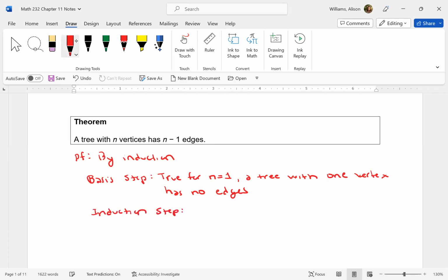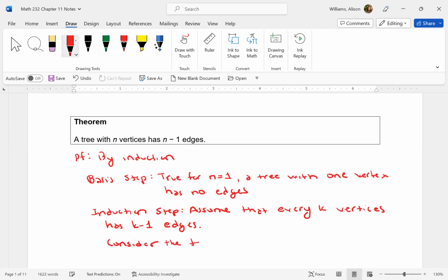All right, induction step. Here we're going to assume that every tree with k vertices has k minus 1 edges. Now we'll look at a tree with k plus 1 vertices. So consider the tree, we'll call it T, with k plus 1, not edges, sorry, vertices. Now, if this is right, we should come out with k edges, if we did it correctly.